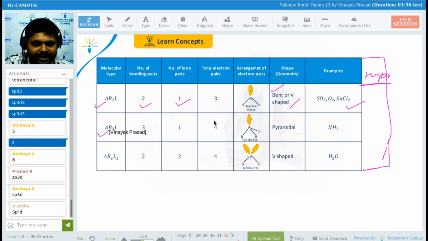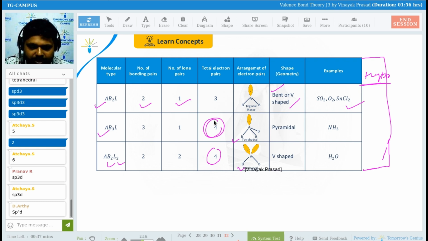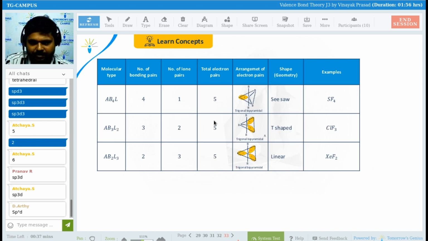Now, if there is AB3L type, it means there will be 1 lone pair and 3 bonded atoms. So the total number of electron pairs is 4. So it will be a case of pyramidal shape, or you can say the geometry will be tetrahedral. Now again AB2L2 type, the total number of electron pairs is 4. So again the geometry will be tetrahedral, and the shape can be V shaped as well, or it can be a different shape as well. Getting my point, everyone?